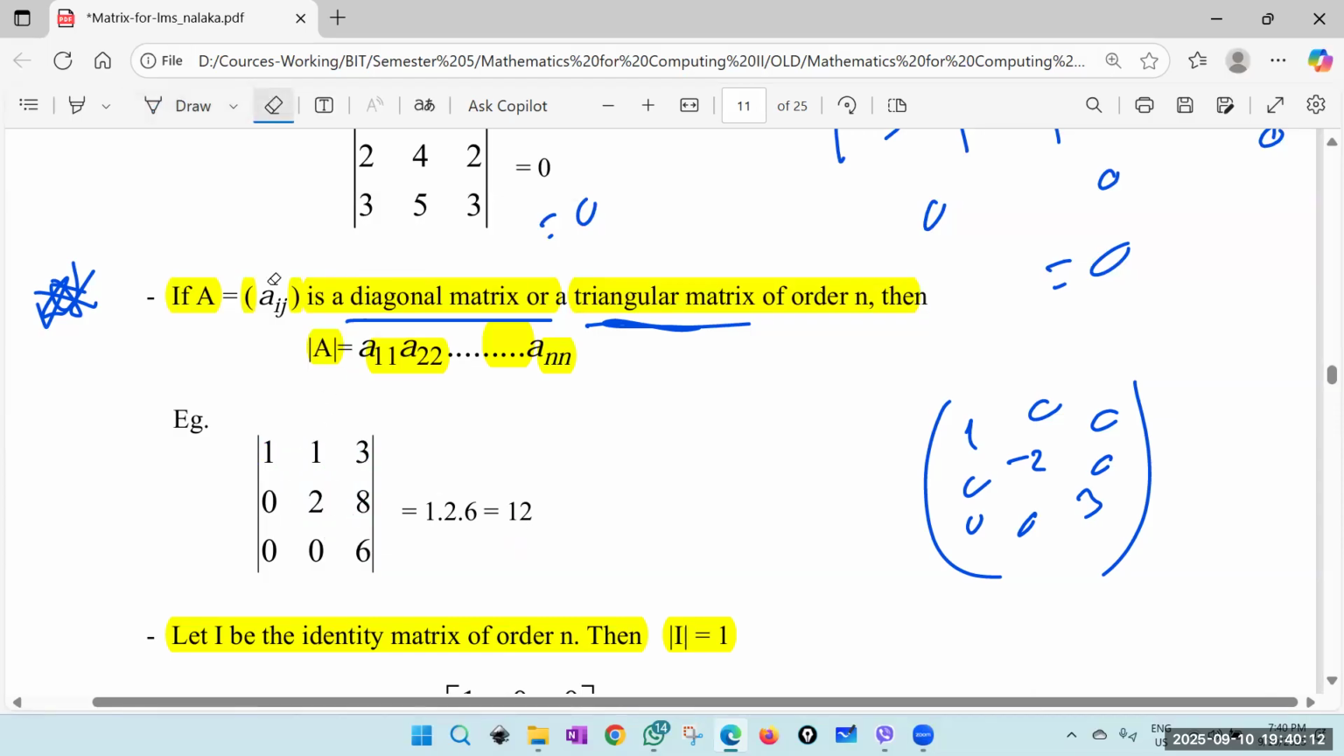But why? Because if you know this property, when you're supposed to find the determinant, you just multiply the diagonal elements, right? Otherwise, you waste your time.